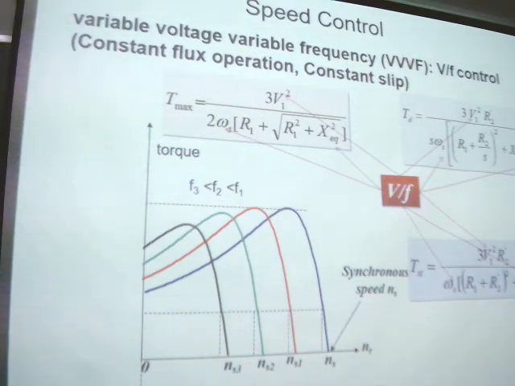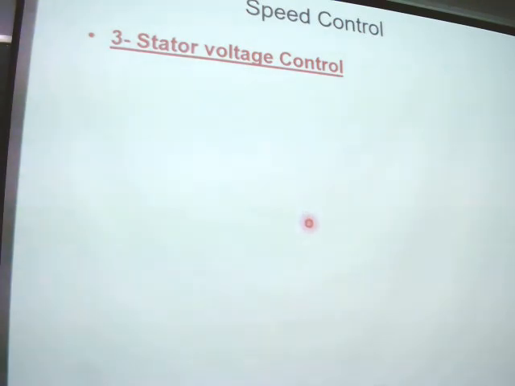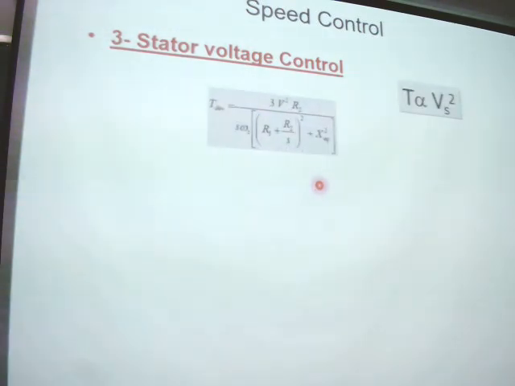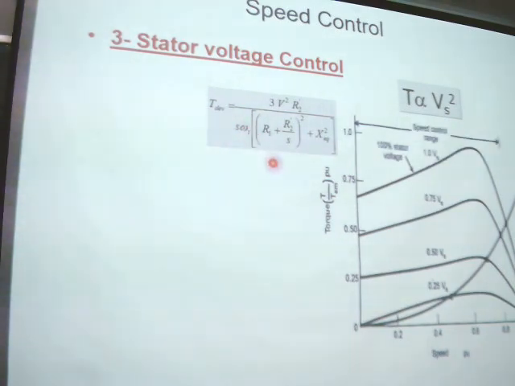Okay, this is the method of changing the synchronous speed. And the third method is to change the stator voltage. We know the torque is proportional to the voltage squared. So if we decrease the voltage, the starting torque will decrease too. With the 1.0 voltage, the starting torque is here, but 1.5 is the lower voltage. A lower voltage induces a lower starting torque. So it's the drawback of this method.